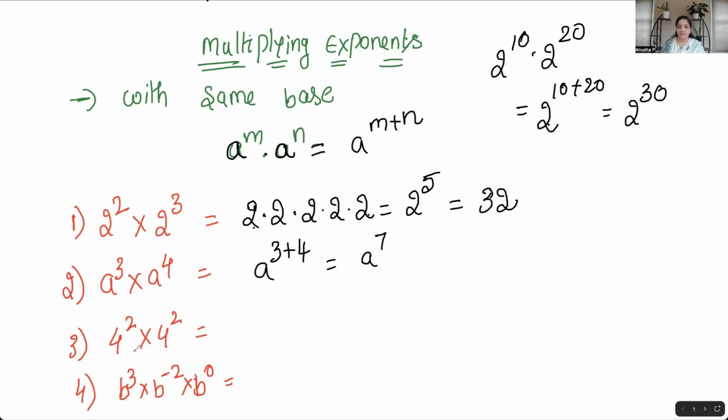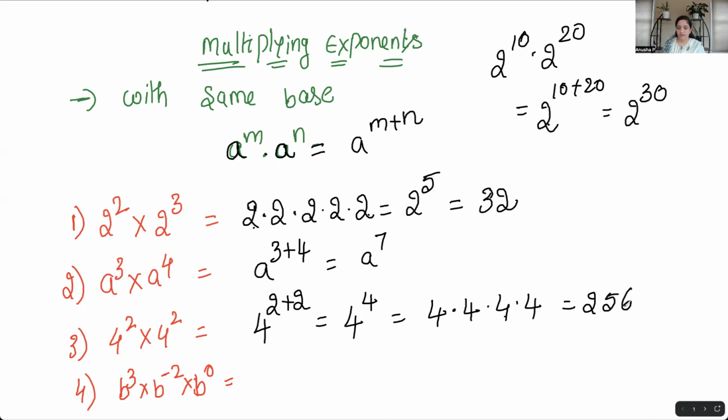Okay. Similarly, for the third example, if you want to write it in terms of only one power, the bases are the same, so you keep the base as it is. When the bases are the same, you add the powers. 2 plus 2 is 4, so 4 to the power of 4. If you want to expand it and write it as a whole number, we write 4 four times. So 4 times 4 is 16. 16 times 4 is 64. 64 times 4 is 256. Okay, so when the bases are the same in multiplying exponents, you can add the powers.